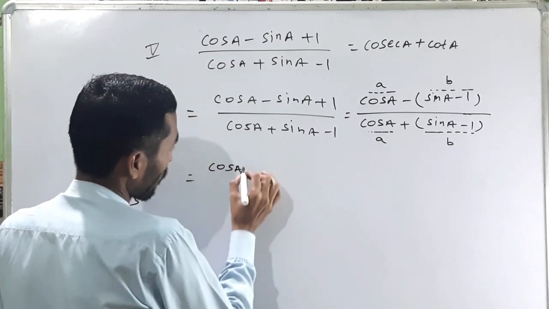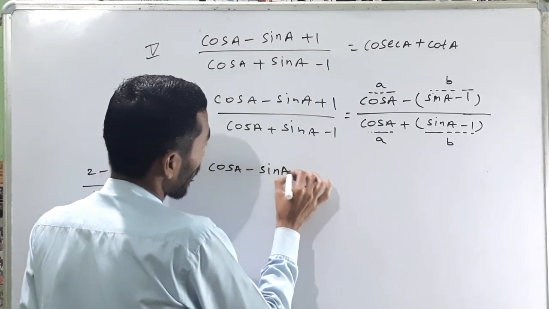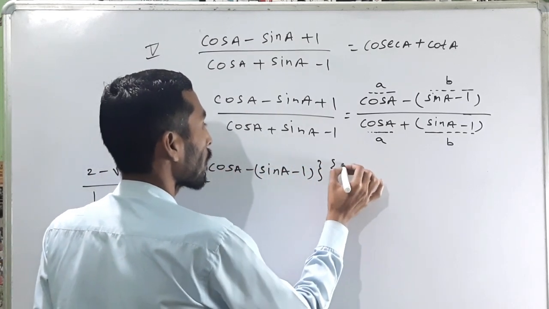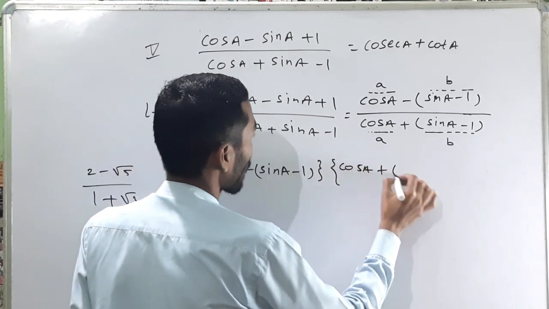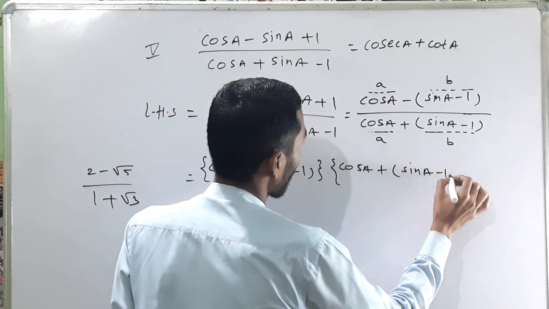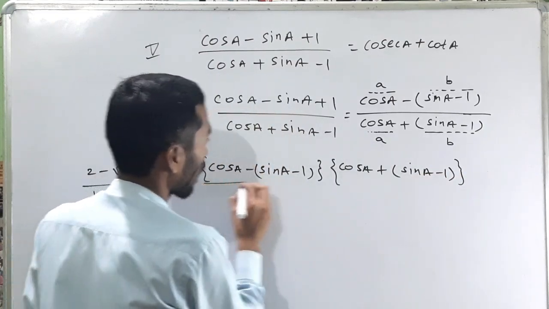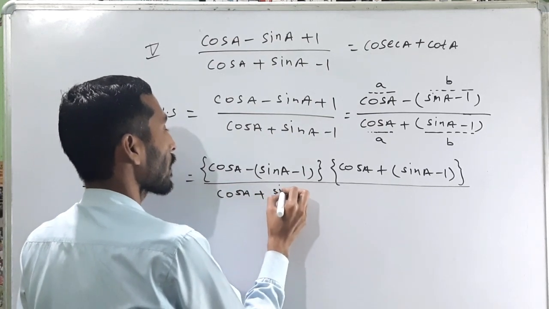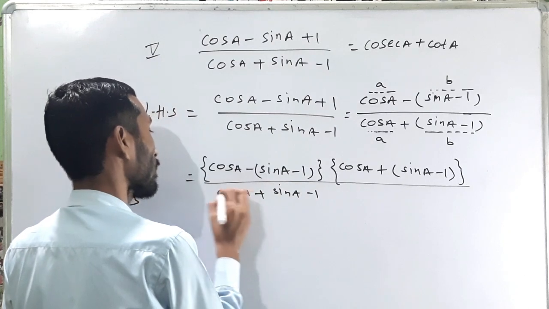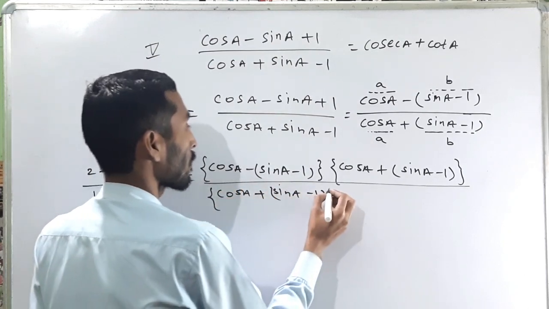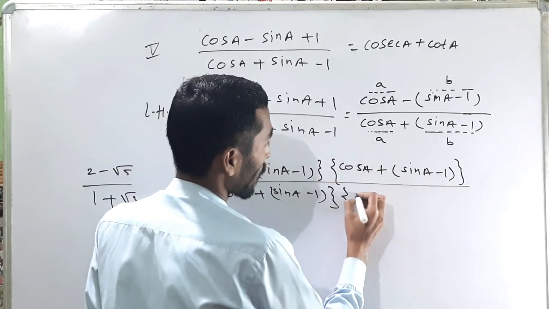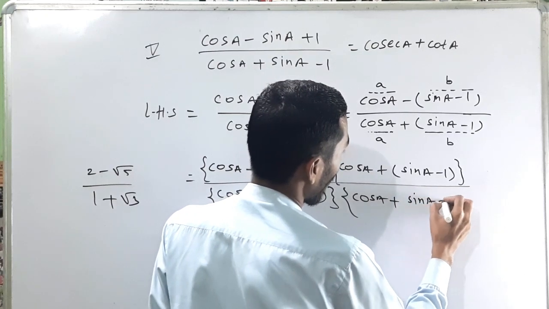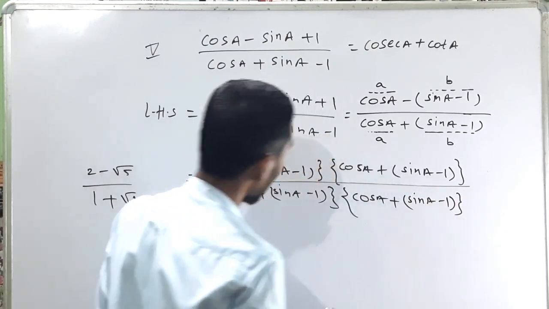Okay, so we'll multiply by cos A minus sin A minus 1 and cos A plus sin A minus 1. We'll multiply the same thing in both numerator and denominator. So what will happen?